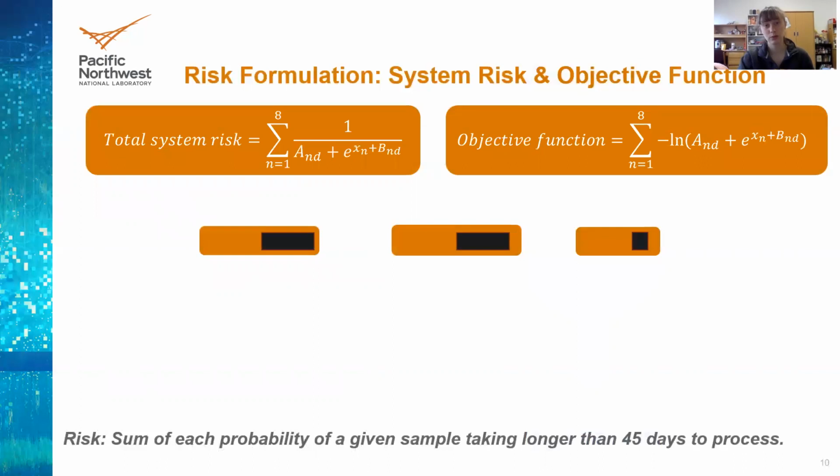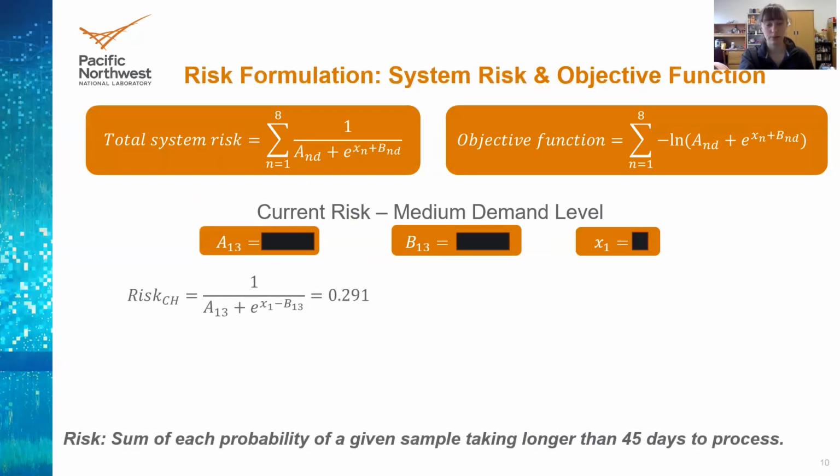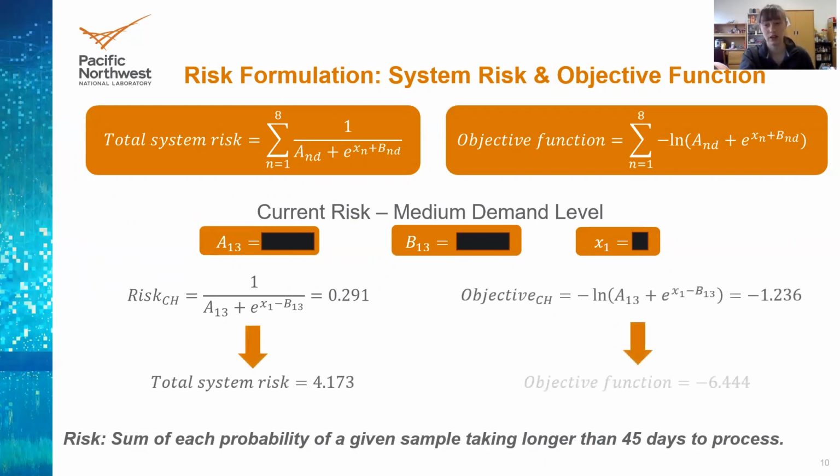We defined the objective function, which we would use in our optimization, as a transformed version of this for numerical stability when we ran the algorithm. And then we could calculate, for example, the current risk of the overall system at the medium demand level for each lab. If we look at, for example, the Chicago lab, we have our A and B for the Chicago lab at the medium demand level, and we have the current number of chemists, which is X, at the Chicago lab. And then we plug those into our function to get the risk of the Chicago lab, and then we can do that for each lab and add them up to get the total system risk, and we can do the same thing for the objective function.